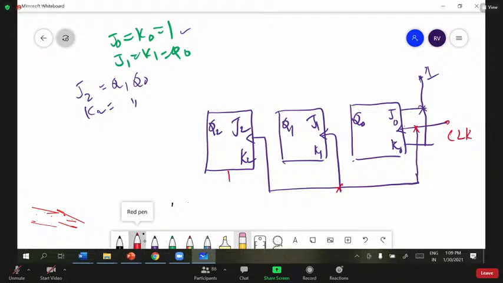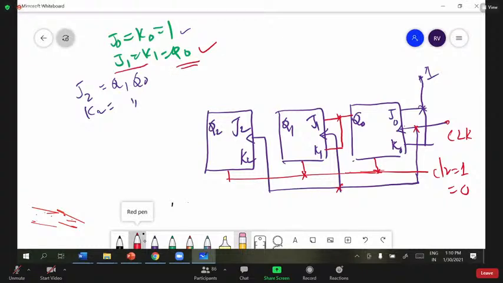And initially, anyhow, you will give the clear signal. Here it is made high, later we put that to 0, that is also fine. Then based on this you have to plan. J naught is equal to K naught is equal to 1. That is over. Then J1, K1 is equal to Q naught. Simply you can connect this J1, K1. Based on those expressions you have to design this. So J1, K1 is equal to Q naught. So you can just short them.